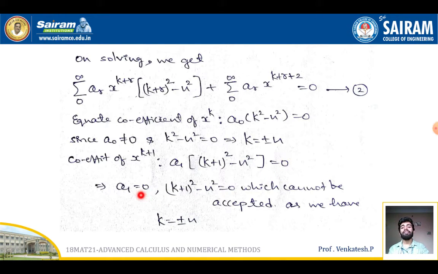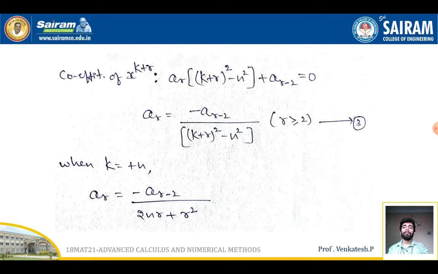So I can take here a1 is equal to 0, because I can't equate this (k plus 1) whole square minus n square to 0, because I already took k square minus n square equal to 0, k is equal to plus or minus n. So again, if I equate this (k plus 1) whole square minus n square to 0, both conditions will not be satisfied here. So I can't accept this condition. So I can accept only a1 is equal to 0. So I got here a0 is not equal to 0, a1 is equal to 0, since the roots are k is equal to plus or minus n here.